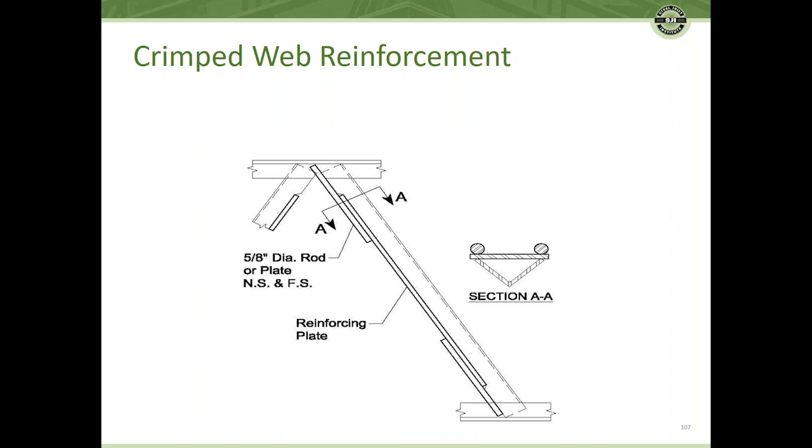When we've got some real challenges, this is a detail we don't see used much, but it is a good detail if you've got the challenge of trying to get some weld on there. You can see that a plate is attached to the crimp member, and then additional rods are attached to the plate and the top chord to get the force into the chords.